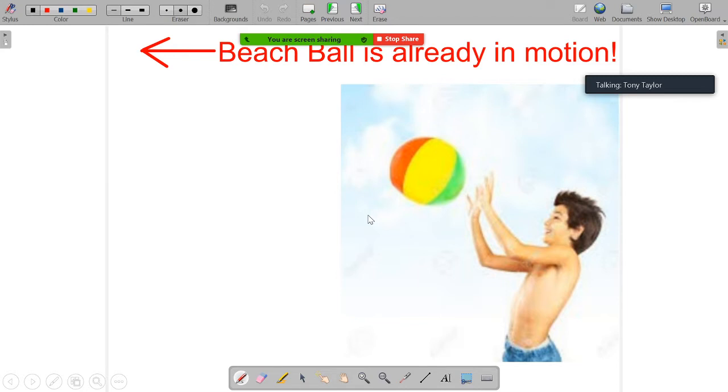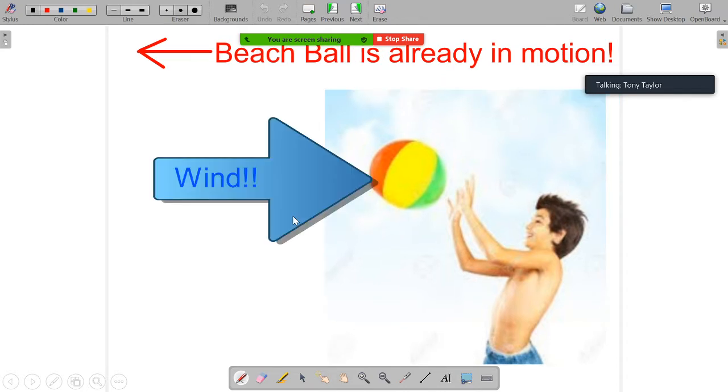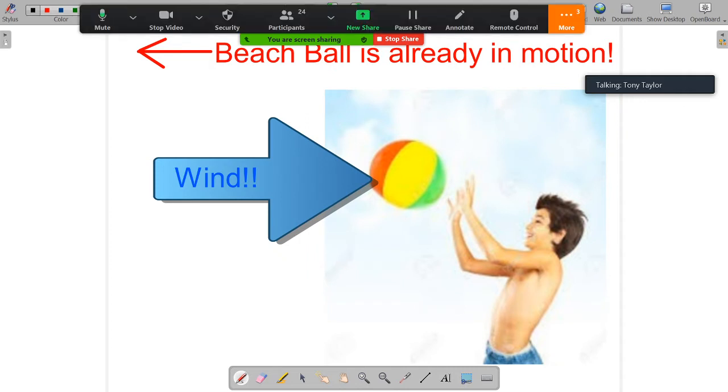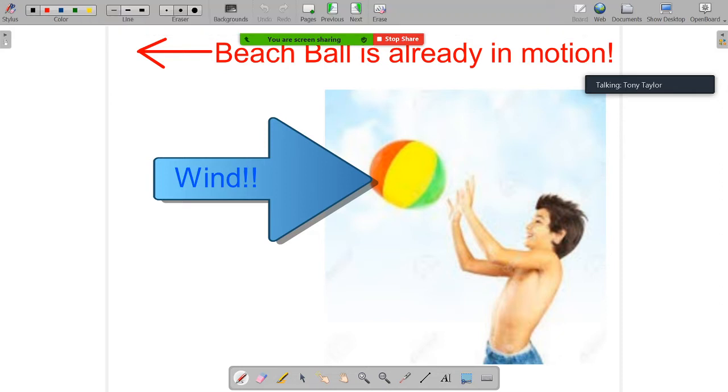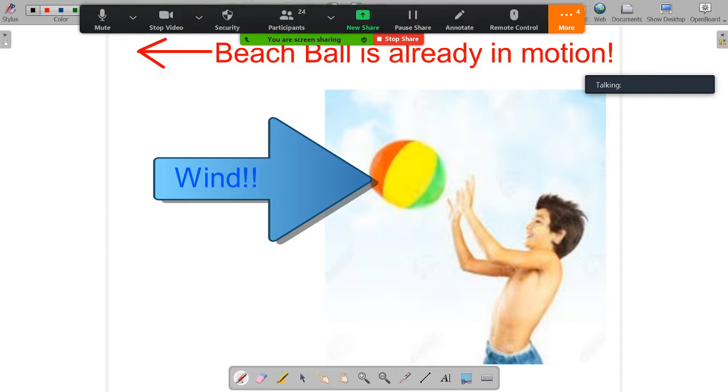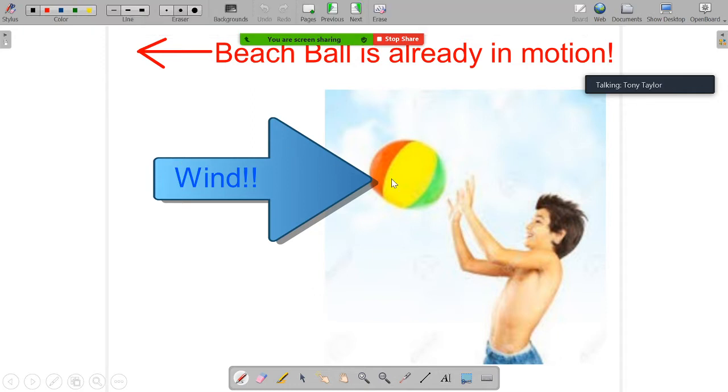Now, imagine at the exact moment the beach ball has been released, a wind begins to blow against the beach ball. So, guys, in that moment, what's going to happen to the beach ball? Is it going to speed up or slow down, right at the exact moment that the wind blows against it? Exactly, it's going to slow down, because the force is acting opposite the direction of motion.